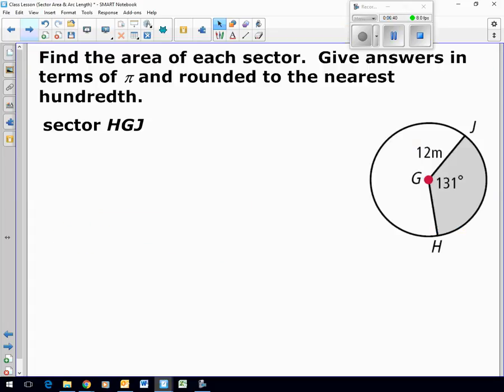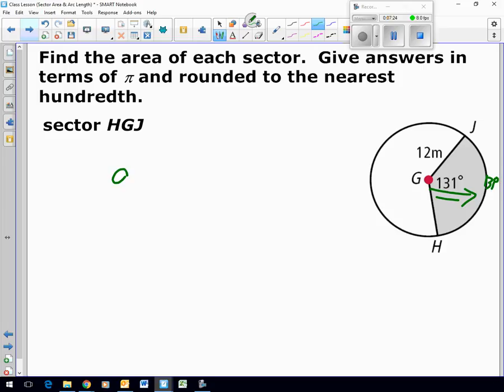Set this up for me. What's the radius here, Brady? 12 meters. Say it with confidence. What's the central angle? If the central angle is 131, how much is the measurement of arc JH? 131. Because central angle measurements are congruent to the arcs that create them. So that arc measurement's the same.